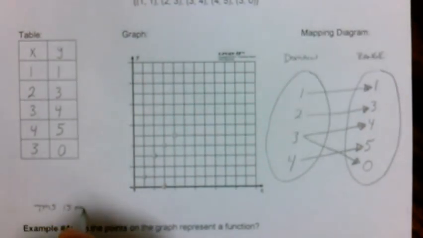This is not a function because a number in the domain maps to more than one number in the range. If there is a domain value that maps to more than one range value, then this is not a function. There's one input that has more than one output, making this not a function.